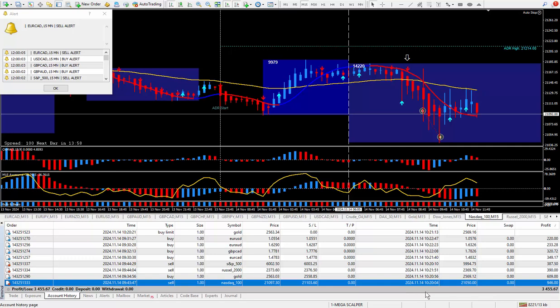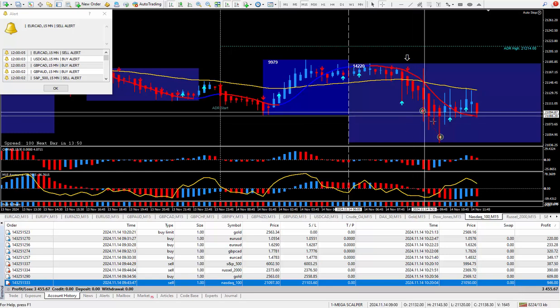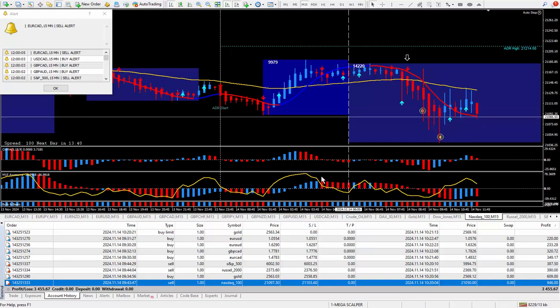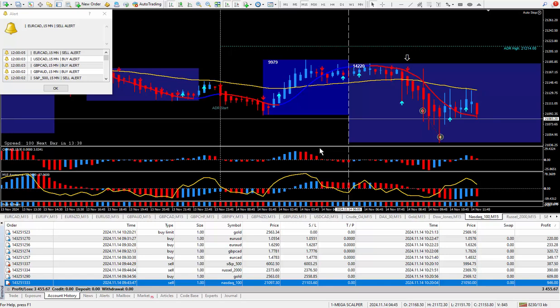So NASDAQ pays $20 for each tick. Took the money divided by 20. Calculator says it's approximately 47 ticks. So from there to there should be 47. So let's go and look for that 47. There it is right there, 47 ticks. And that ended up paying out $946.